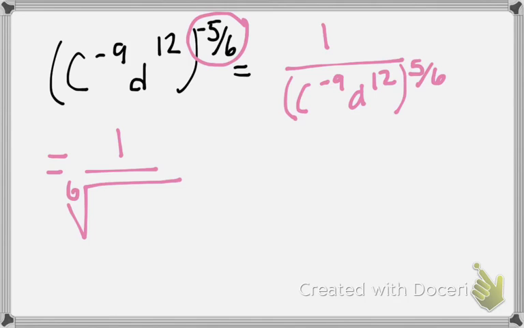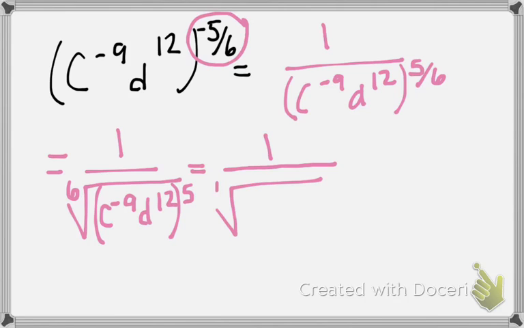I'm going to keep that 6. I'm going to keep that c to the negative 9th, d to the 12th. Do I want the 5 on the inside or the outside? I think I'm going to keep it on the inside. That's going to allow me to distribute it to everybody underneath that radical, and then maybe I can find that perfect 6th root. So that 1 in the top kind of has to stay there. We need him. Keep this as a 6th root. And that becomes c to the negative 45th and d to the 60th.